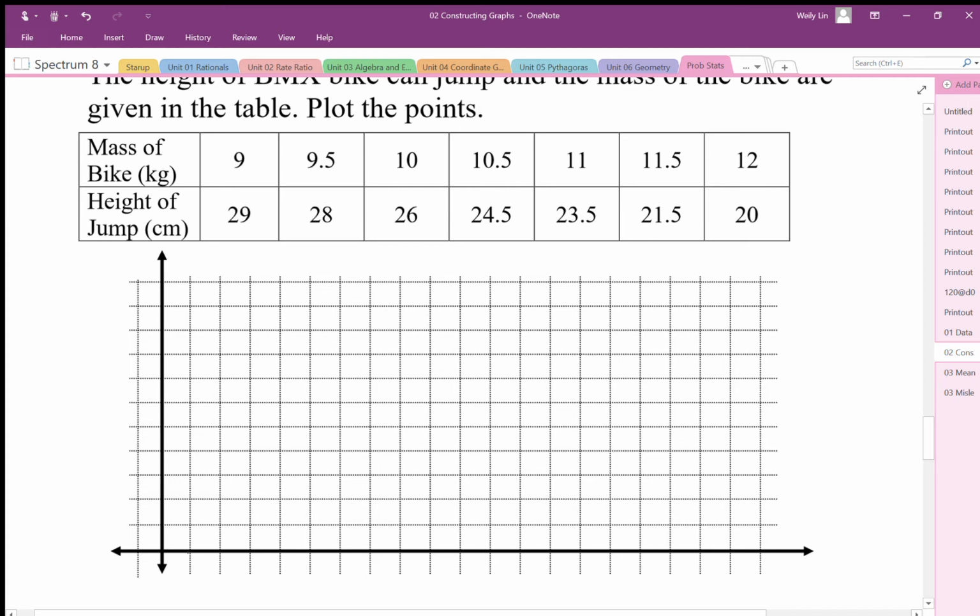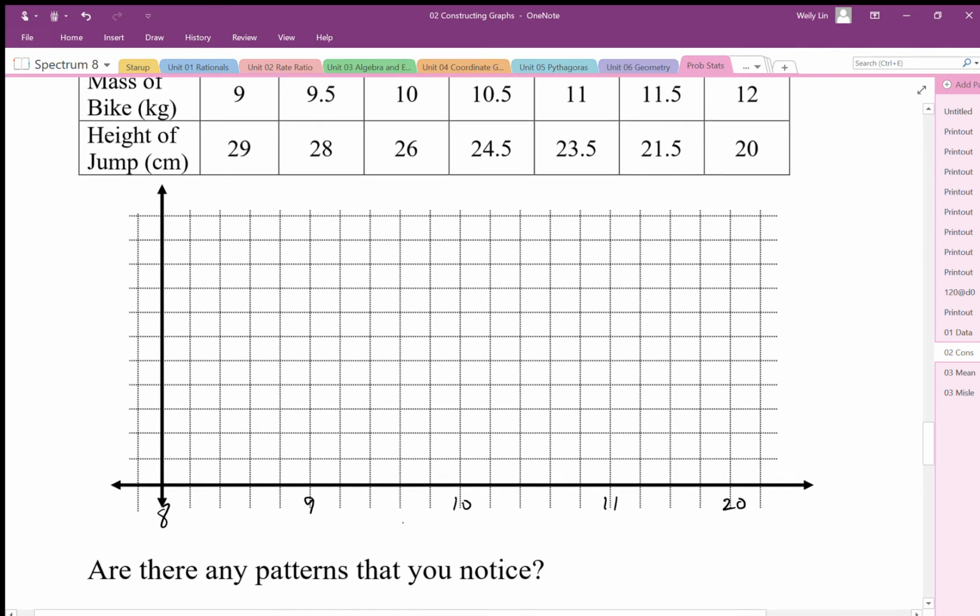Okay, so I'm going to start my graph maybe at 8 kilograms, and then it goes up to maybe 12, so 1, 2, 3, 4, 5, 6, 7, 8, 9, 10, 11, 12, 13, 14. Let's divide them into increments. So we're going to do 9 here, 10, 11. Okay, so that we have our increments and mass in kilograms here.